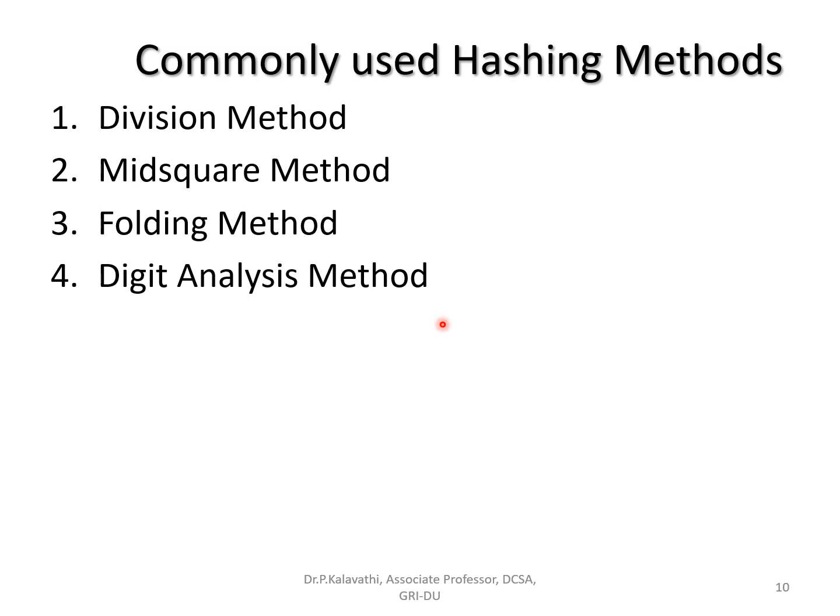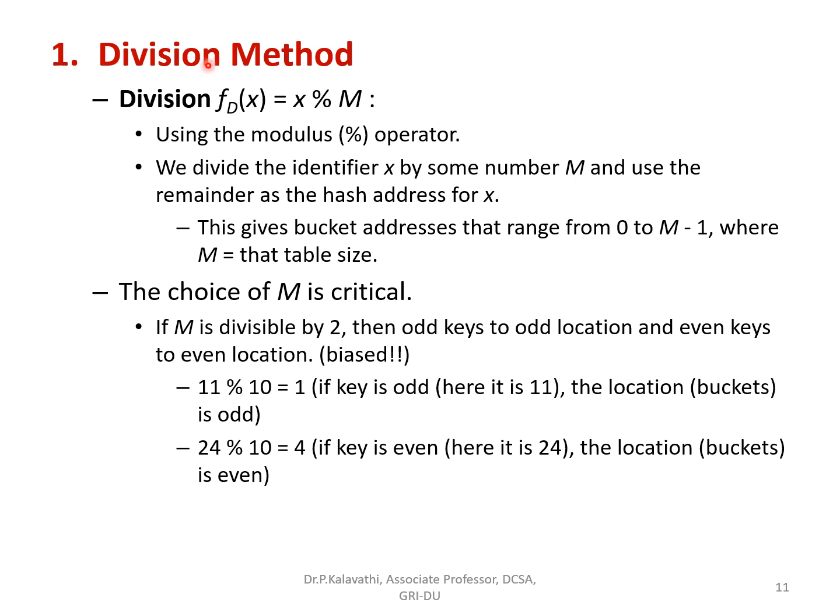There are some commonly used hashing methods available. Some of the commonly used methods are the division method, mid-square method, folding method, and digit analysis method. We are going to discuss them one by one in the following slides. Now let us see the first method, the division method. So far in the previous example, the hashing technique we used is the division method.